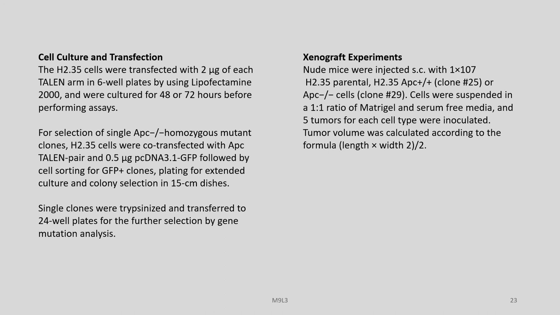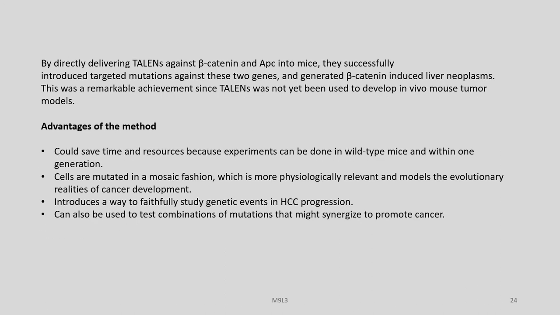The nude mice were injected with 1x10^7 ACE2-35 parental, ACE2-35 APC plus/plus clone or APC minus/minus cells. Cells were suspended in a 1:1 ratio of Matrigel and serum free media, and 5 tumors for each cell type were inoculated. Tumor volume was calculated according to the formula length times width squared divided by 2.